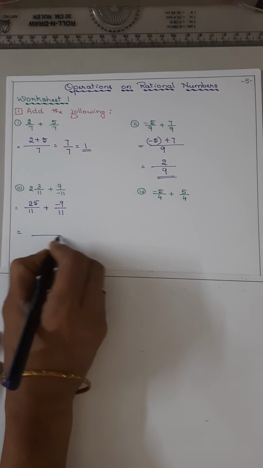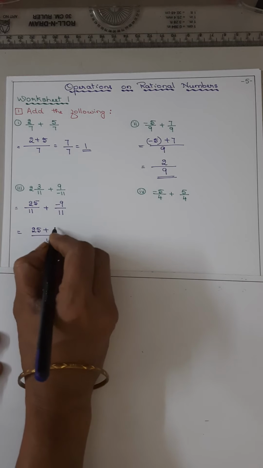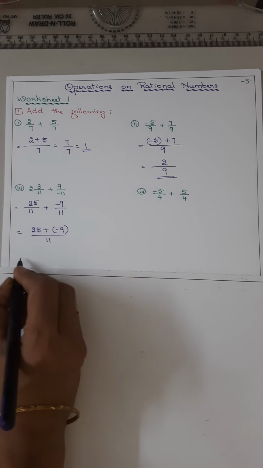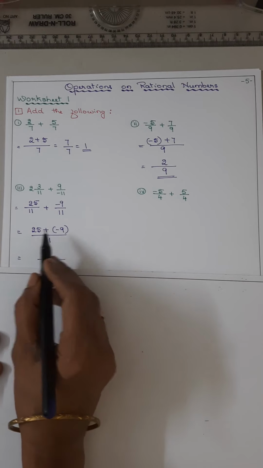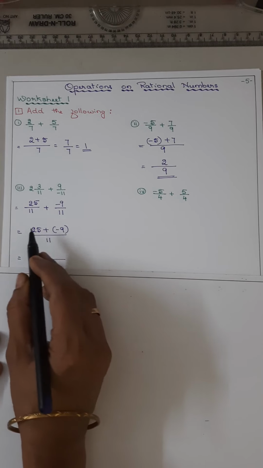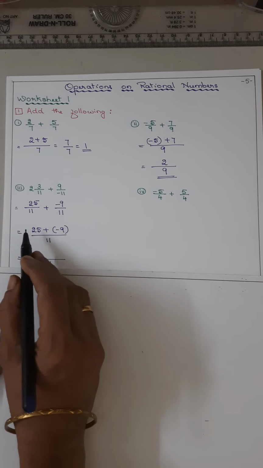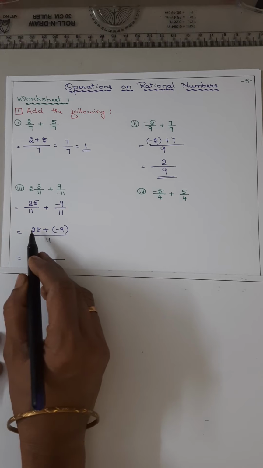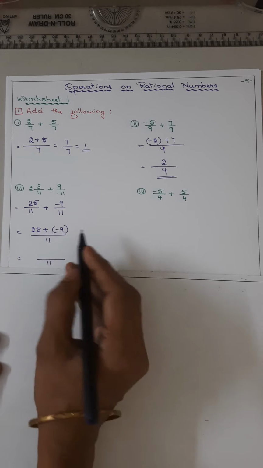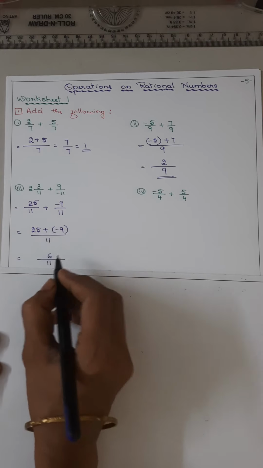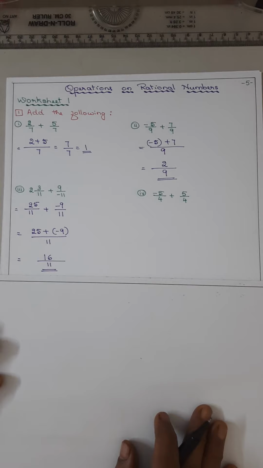Now denominator is 11, 25 plus minus 9. साइन अलग है तो 25 बड़ा नंबर है, that is plus. So subtract करेंगे तो 15 minus 9 is 6 and 1 remains. So answer is 16 by 11.